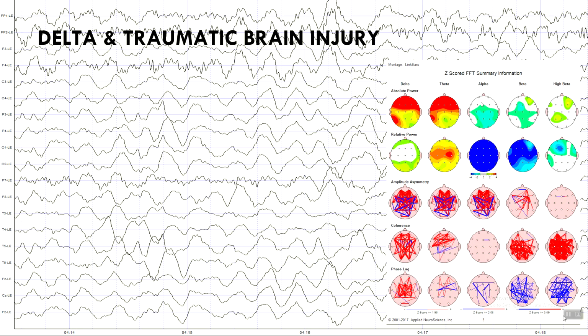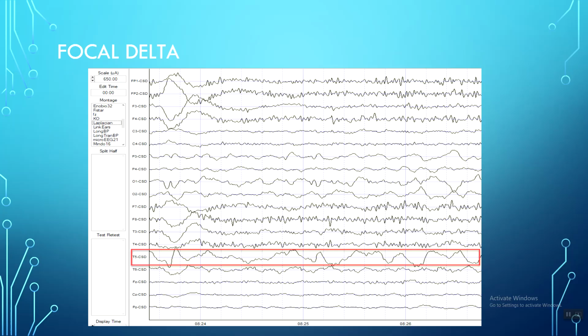How do we know if it's high or low? Sure. This is delta, and this is what it looks like in a linked ears montage. In this person's case, or in another case, this is a focal delta, right? In that case, it's showing up at T5. But you notice it doesn't say T5 LE. We don't have the linked ears montage anymore. Now we have CSD. That's called an average montage. It's a Laplacian montage, or a current source density montage.